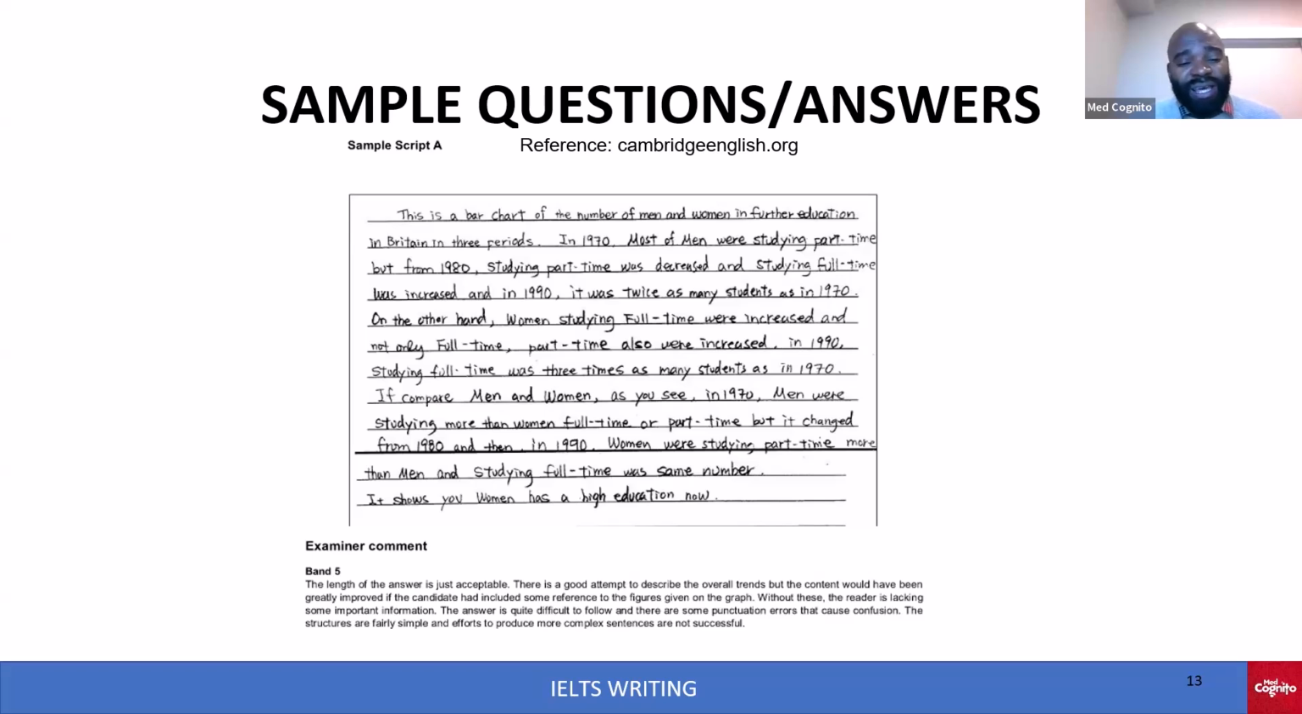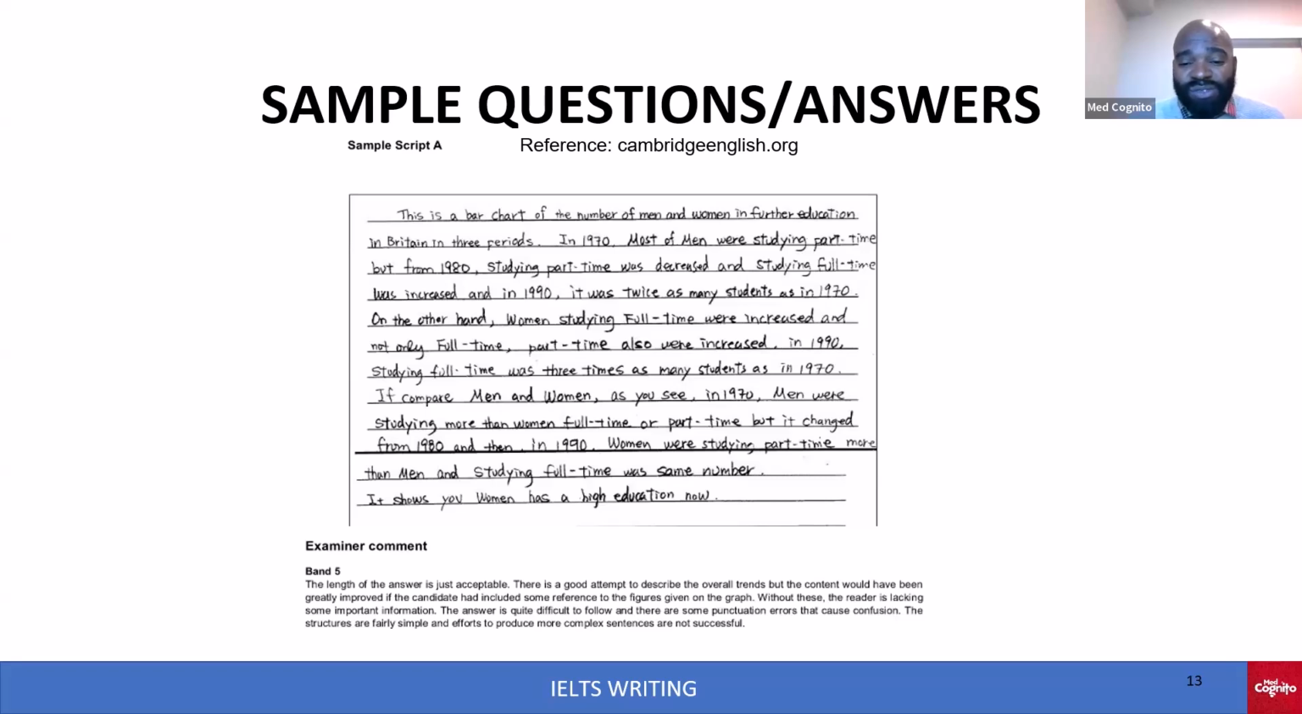And so an example of a comment that the examiner may pass concerning this, and before we go into it, in the IELTS writing, you are graded from band 0 to band 9. And so over here, this writer is given a band 5. That's somewhere in the middle, which is, again, not a very good band. The length of the answer is just acceptable. So he met the 150-word criteria.